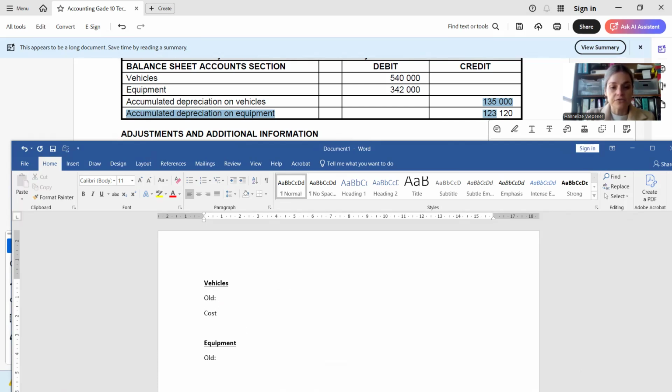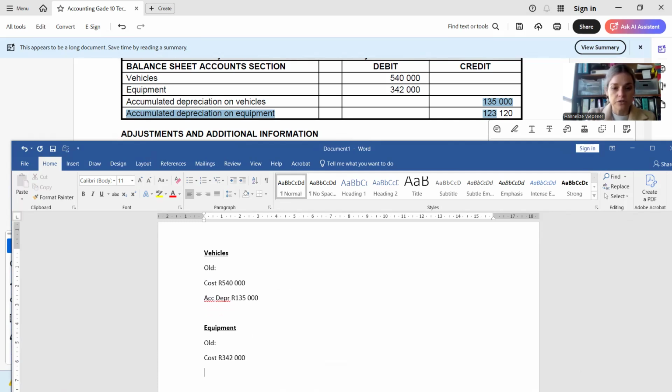Then we had a cost for our vehicles of 540,000, and we had already accumulated depreciation of 135,000 on those vehicles. Then for our equipment, we started with a cost of 342,000, and we had already accumulated by day one of the current financial year, we had already accumulated depreciation on those.